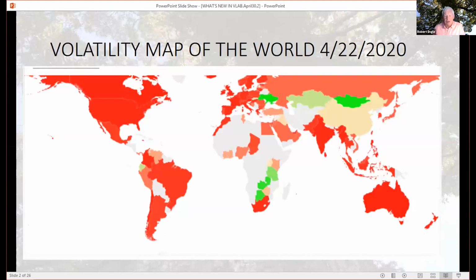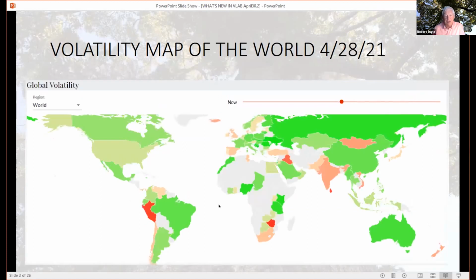A year ago, when I looked at VLAB, we saw the map of the world from a volatility point of view, almost all in red. So this is the date of our spring meeting last year, April 22nd, and this is what the map of the world looked like on that day. Obviously, we were in a very tumultuous situation because the stock markets and the currency markets all over the world were flashing red. High volatility was recorded everywhere. Today, what we see is green.